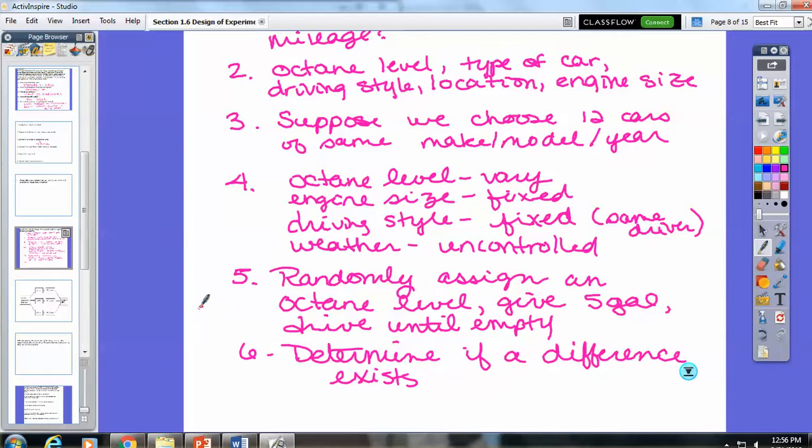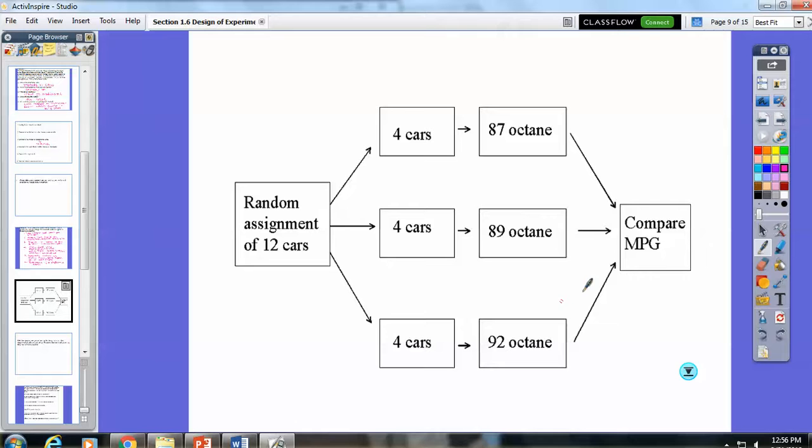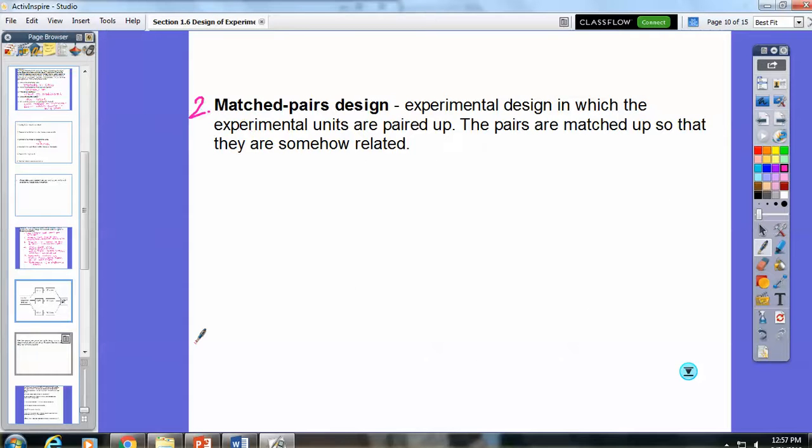The next slide I just put a diagram to kind of show how this could be done. We have 12 cars. Let's say we're comparing 3 different octane levels. We could put 4 cars at each level, and then at the end compare their mileage. So that would be something that works. Okay, that's completely randomized. The second type of design is a matched pairs design.